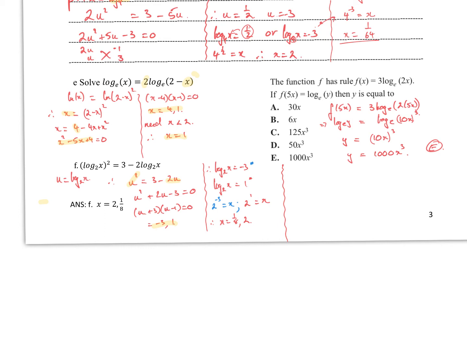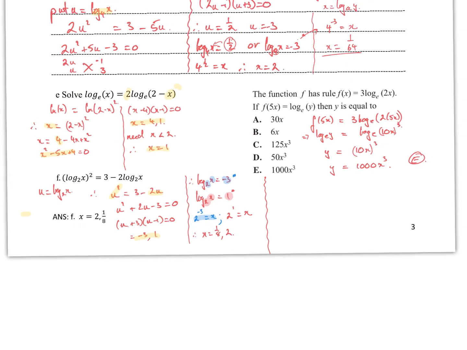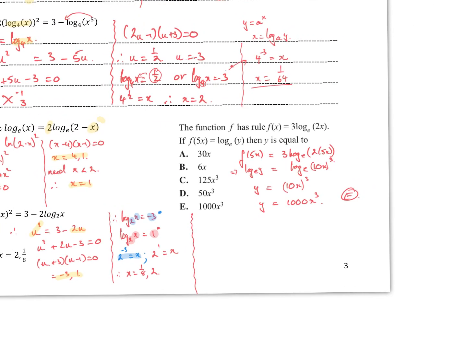So again, I've used the log base transformation, I guess. So if we look at the blue one, 2 to the power of negative 3 is equal to x, which is that expression. And then 2 to the power of 1 is equal to x. So I get x is equal to 2 to the minus 3, which is 1 over 2 cubed, which is 1 over 8, and 2. Again, as long as x is greater than 0, both those solutions are valid, so we can keep both of those in.